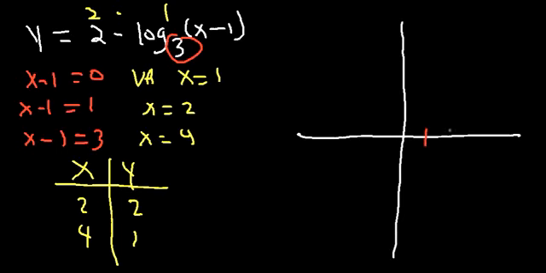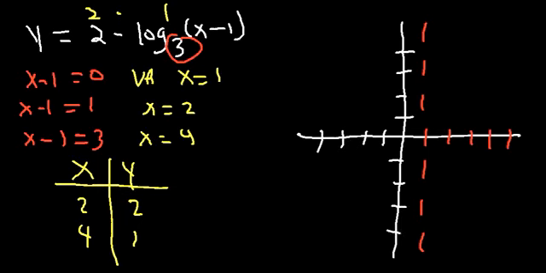So our vertical asymptote is at 1. And we have the point 2, 2, which is over here. And the next one is 4, 1. So the graph has to start this way if it's going to connect to those 2 points. And that's how you plot it.